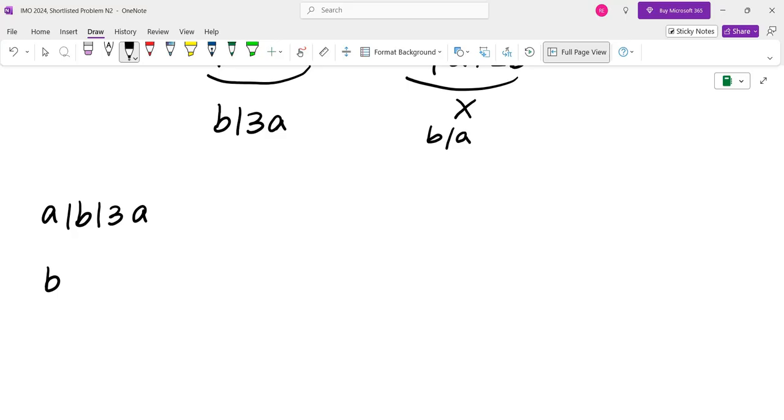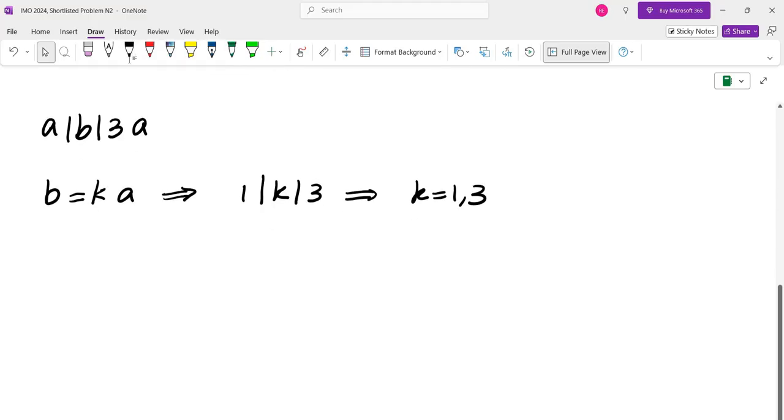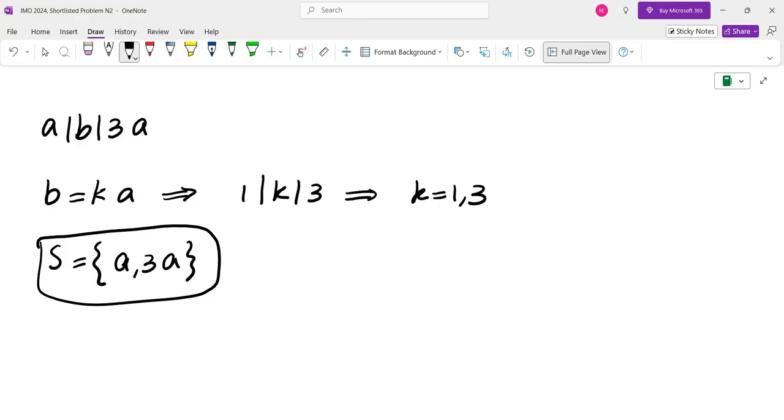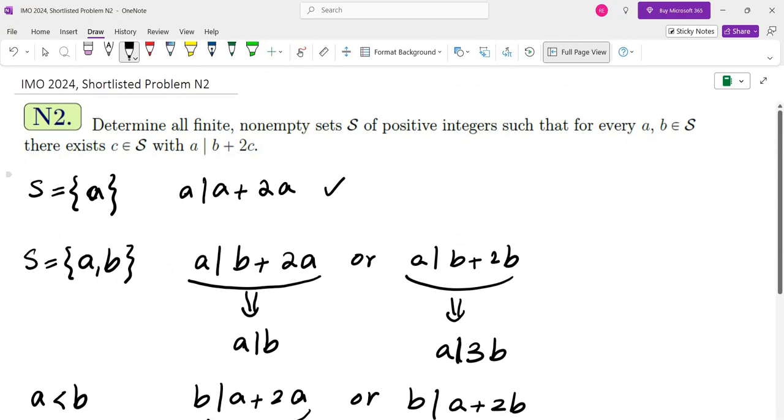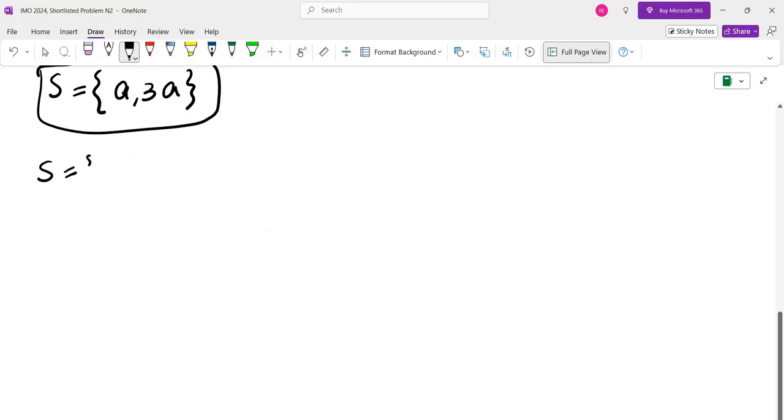Now, what does this mean? It means B is equal to K times A, and then we know that K divides 3. So there's basically two possibilities. Either K is equal to 1 or 3. So in fact, there's really just one possibility for a set of size 2, which is A and 3A, but of course A could be anything.